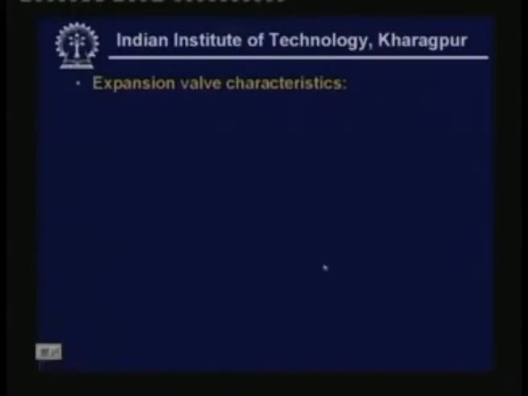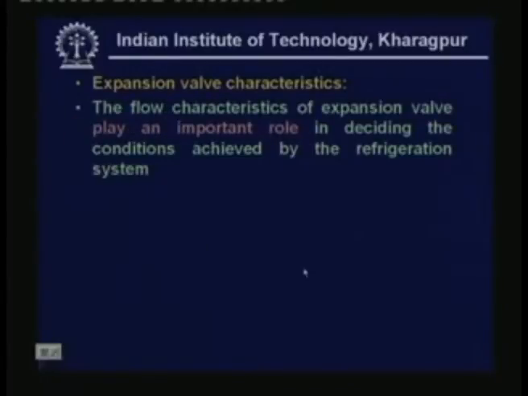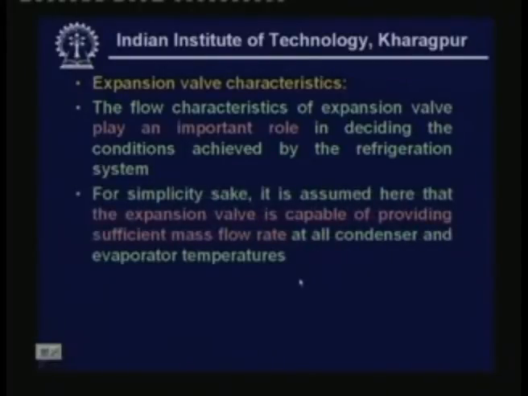Now, the last component is the expansion valve. The flow characteristics of the expansion valve play an important role in deciding the conditions achieved by the refrigerant system. However, for simplicity's sake, here we assume that the expansion valve is capable of providing sufficient mass flow rate at all condenser and evaporator temperatures.